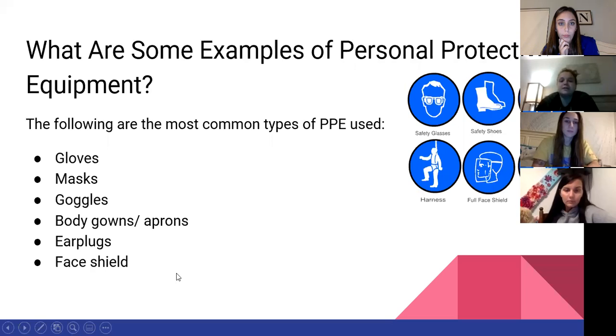So what are some examples of personal protective equipment? The following are the most common types of PPE used: gloves, masks, goggles, body gowns, aprons, earplugs, and face shields.